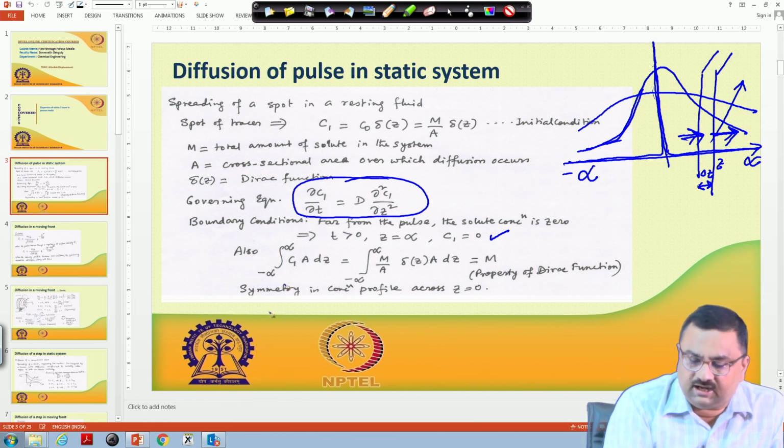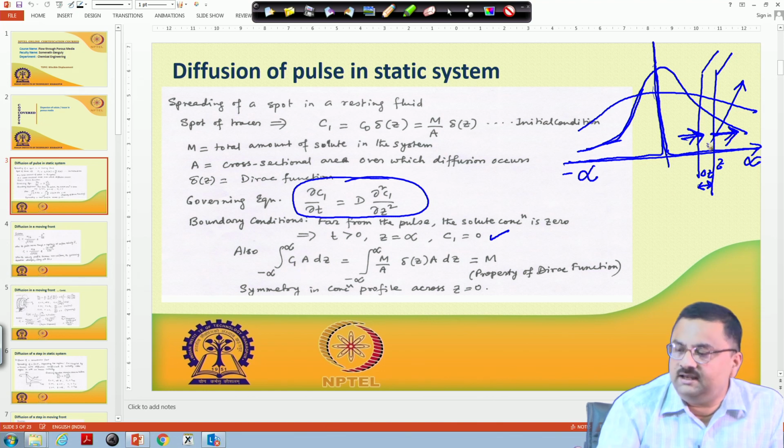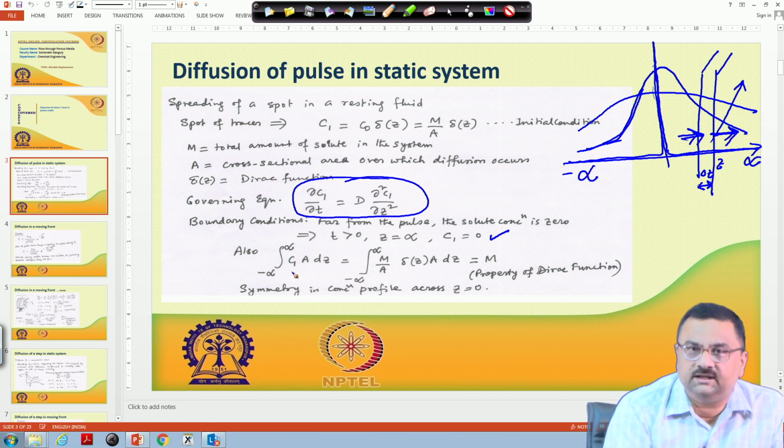So at any time it would be concentration of solute multiplied by A dz. A dz is the volume over which this concentration is applicable. So concentration is kg per meter cube, A is meter square, dz is a meter. So kg per meter cube into meter square into meter. So this is kg, then meter cube and meter cube will cancel out.